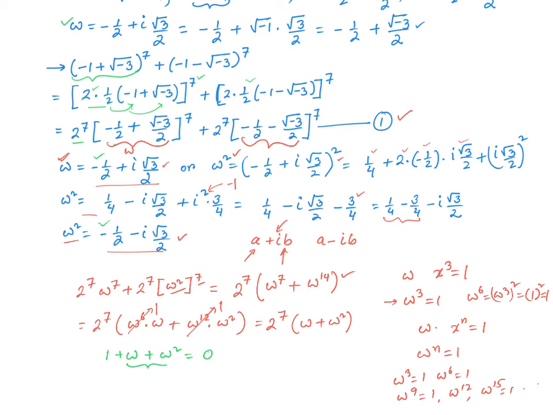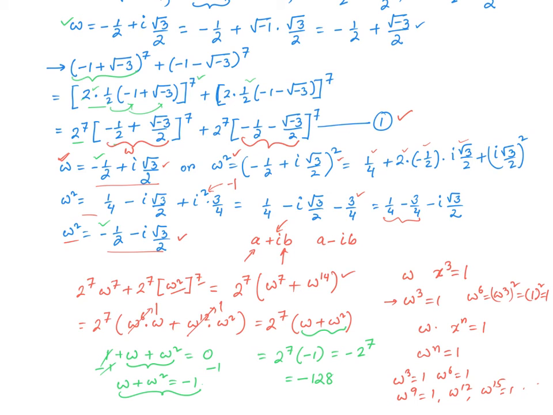Now from this one, we can solve for omega plus omega square by subtracting 1 from both sides. So omega plus omega square is going to be negative 1, because the 1s cancel out, and that gives me this value. Now I'm going to take this value and plug it right in here. So that's going to give me 2 to the power 7 times negative 1, which is nothing but negative 2 to the power 7. If you want to simplify it further, this is going to be negative 128. Now this is how you'd solve this problem.